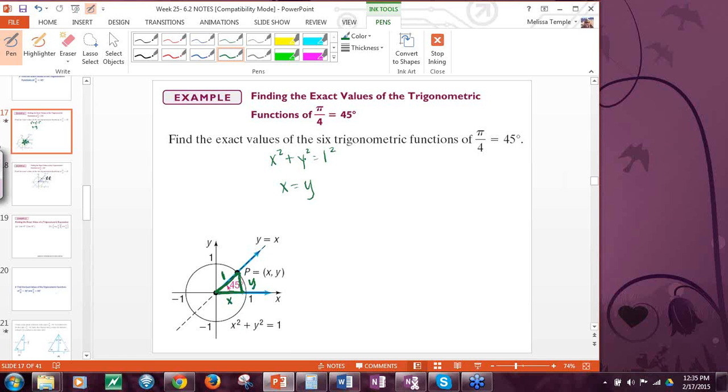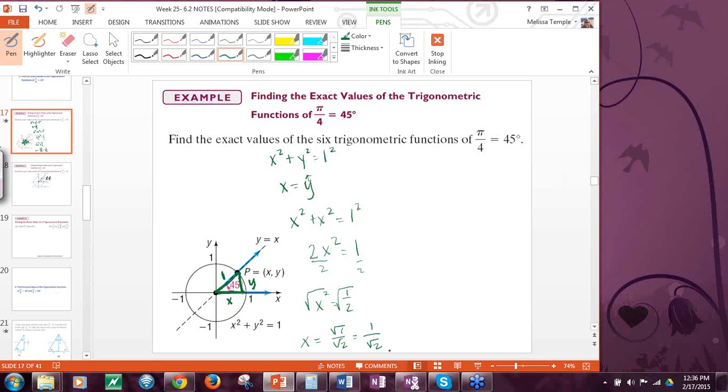So I'm going to substitute x for y into my Pythagorean theorem, and I get x squared plus x squared equals 1 squared. So all I did was substitute x in for y. And let's solve one variable, one equation. x squared plus x squared is 2x squared. 1 squared is 1. Divide both sides by 2. x squared is 1/2. And to get x by itself, we're going to take the square root of both sides. So x is equal to the square root of 1 over the square root of 2. Square root of 1 is 1, so 1 over the square root of 2.